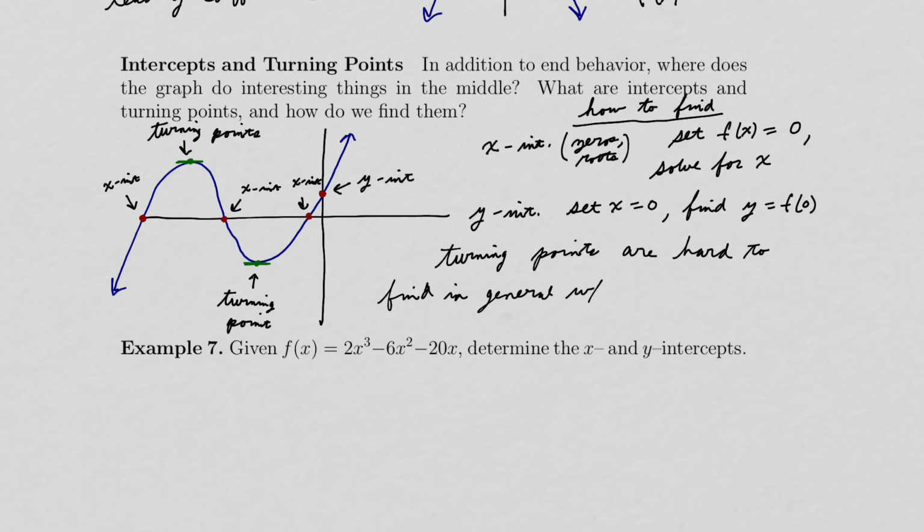Without calculus. But if you can use some type of graphing software, or your graphing calculator, you can graph them and at least approximate where they are. You can get some sense of where those turning points, those local maximums and local minimums are. But in general, it's hard to find the exact locations unless you know some calculus.